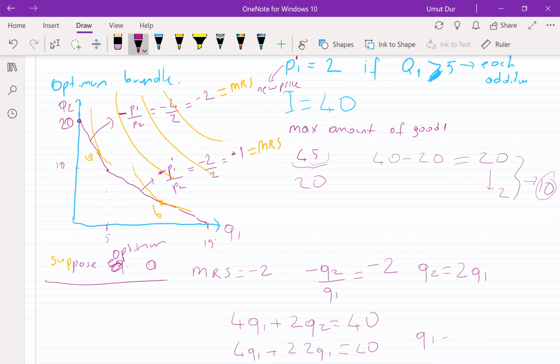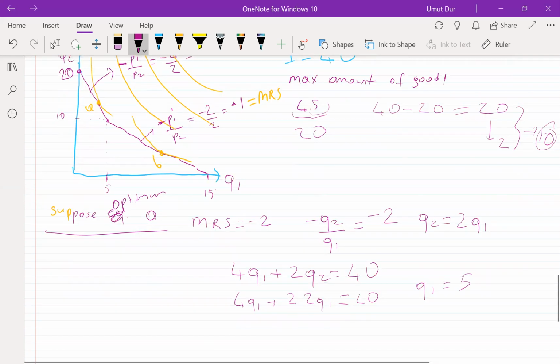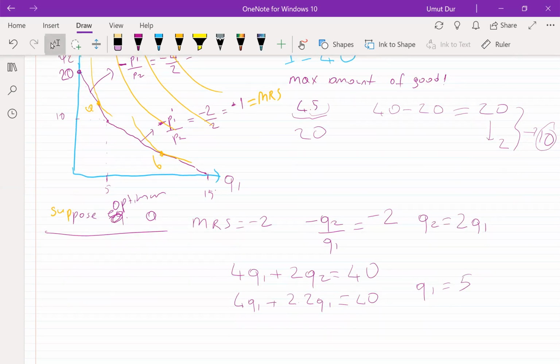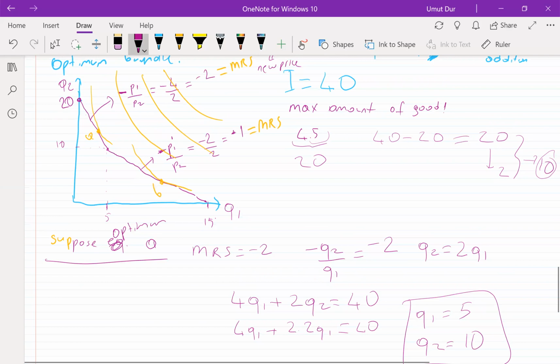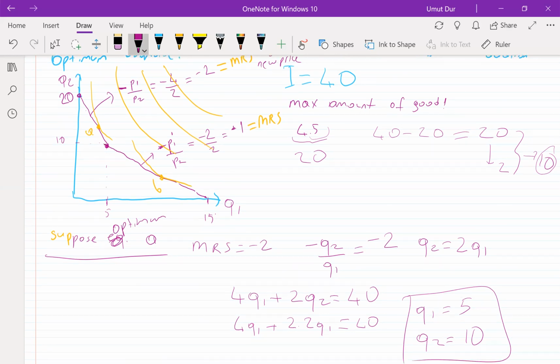And Q1 is equal to 5. And Q2 is equal to, it should be 10, right? 10. Which is basically this corner point. So it is verifying, it is not contradicting.